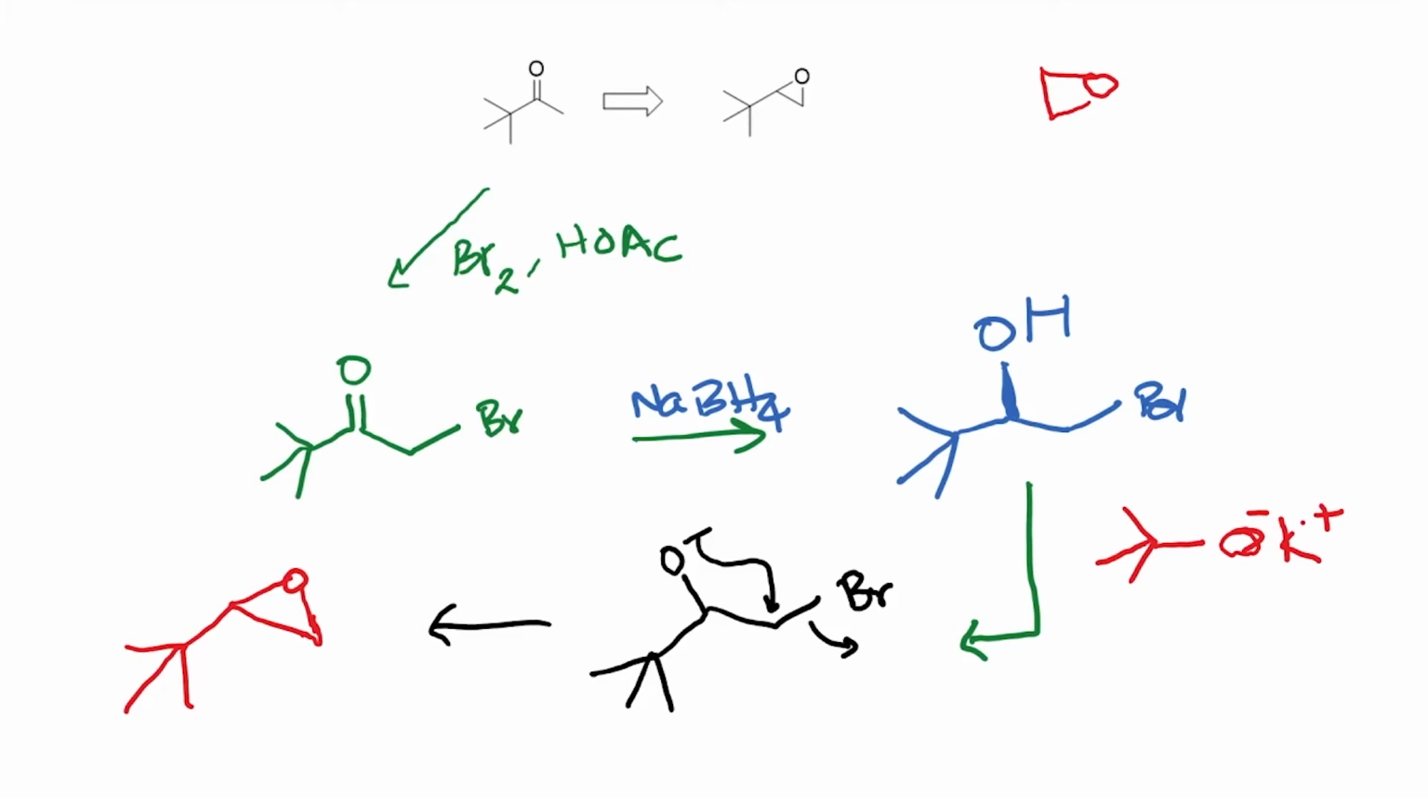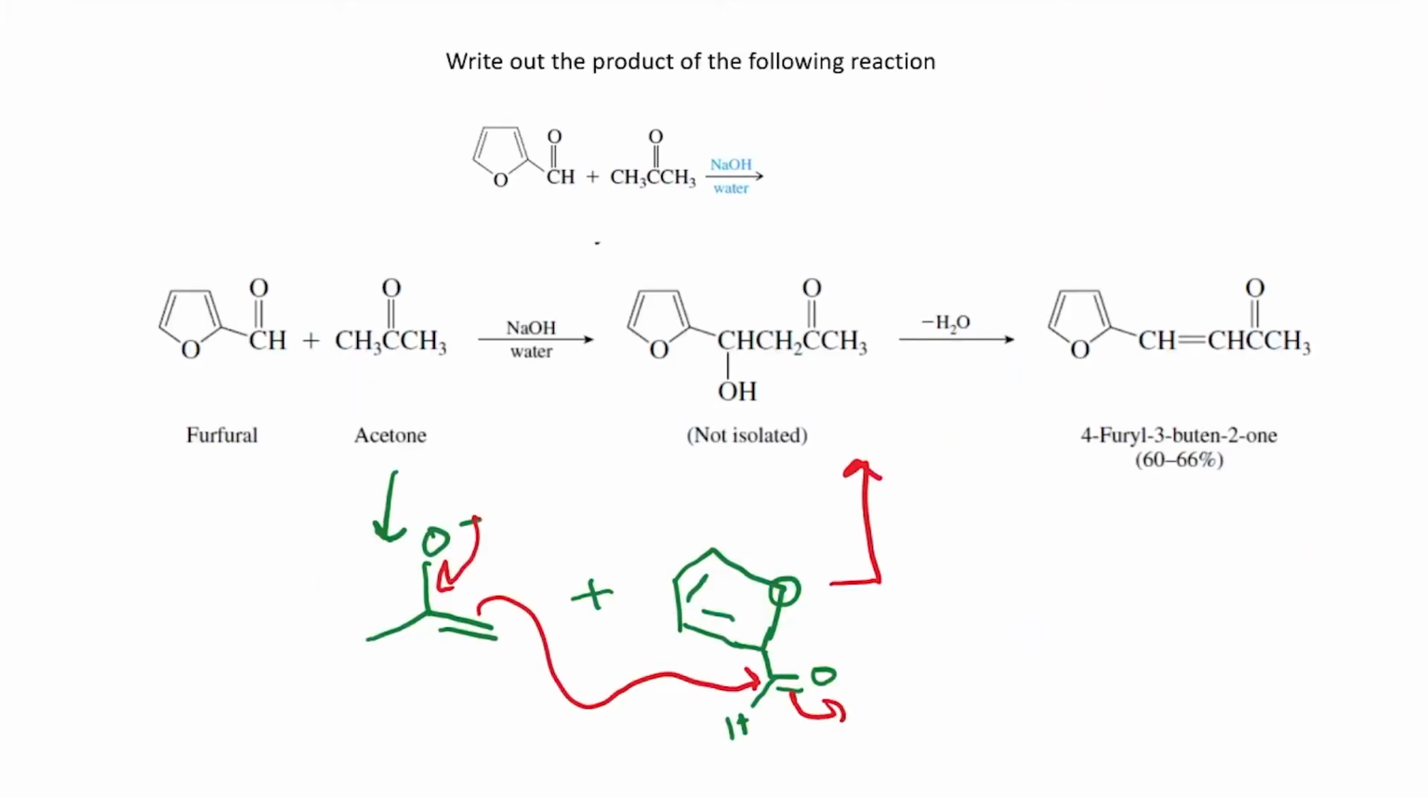So the next question is, write out the product of the following reaction. Here you have an aldehyde of furan, called furfural, and you have acetone in the presence of sodium hydroxide and water. Normally aldehydes are more reactive when it comes to enolization, but there is no enolizable hydrogen in this aldehyde. So therefore furfural would act as the electrophile in this case.